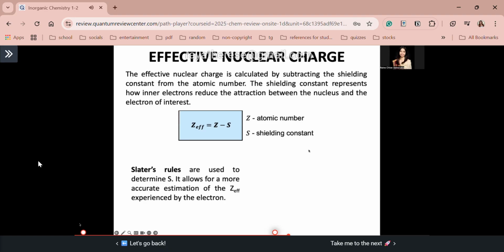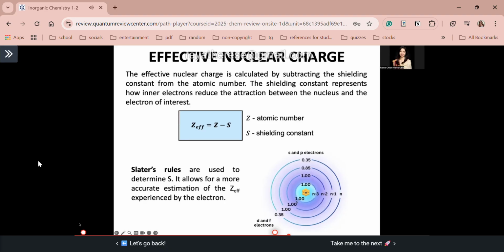Now, the Slater's rules are used to determine the value of the shielding constant. It is calculated based on the proximity of the inner electrons to the electron of interest. Okay? So kunwari, meron tayong electron of interest dito. Dito, kita niyo yung red niya. Ayan. Yan yung electron of interest nyo.